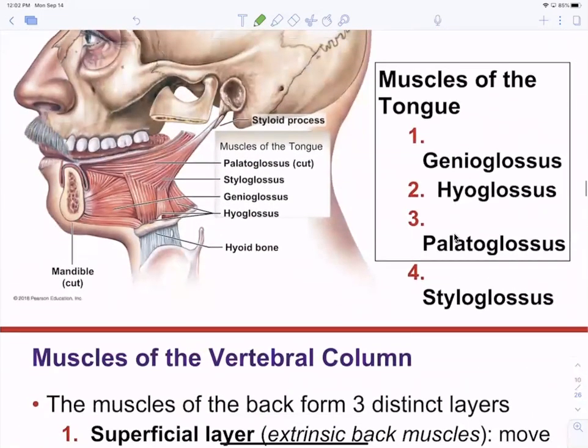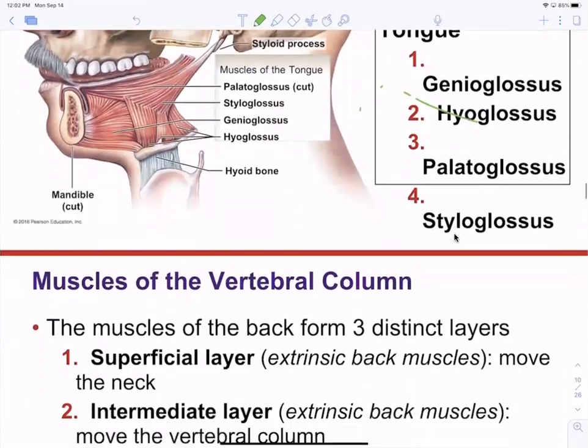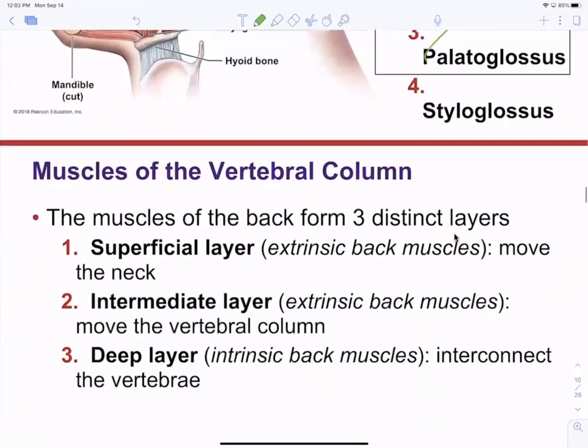Muscles of the tongue, we don't really talk about. If you're in dental hygiene or you do your head and neck anatomy, then you would go through the genioglossus, hyoglossus, palatoglossus, and styloglossus. It's really just location, but I'm not really going over those.